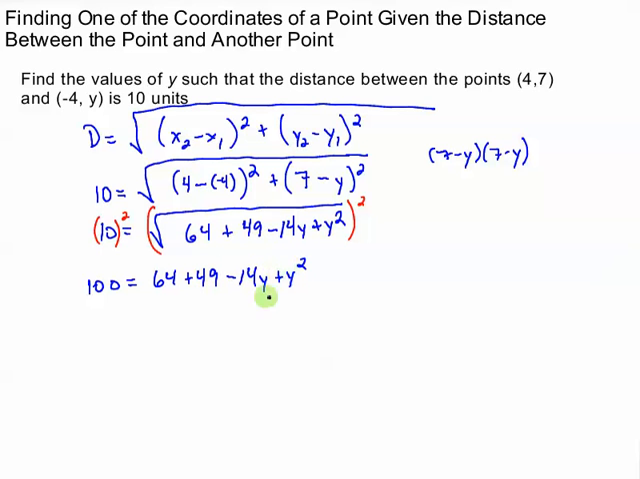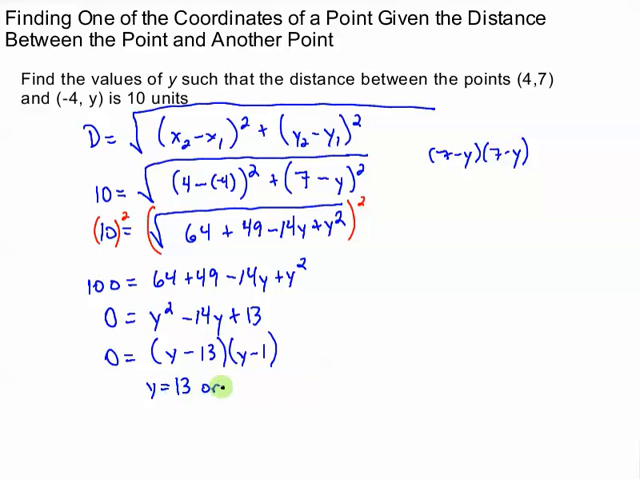This is a quadratic equation, so let's see if it'll factor. We've got y squared minus 14y plus 13 by the time you add the 64 and 49 and subtract the 100, and then you'll have 0 over here. And in fact, this does factor as (y - 13)(y - 1). So that means that y equals 13 or 1. And since we squared both sides, you should actually plug these values in for y and make sure that there's no problems when you plug this in. I'm not going to bother doing that, but these are the two different y values. So those are the answers here.